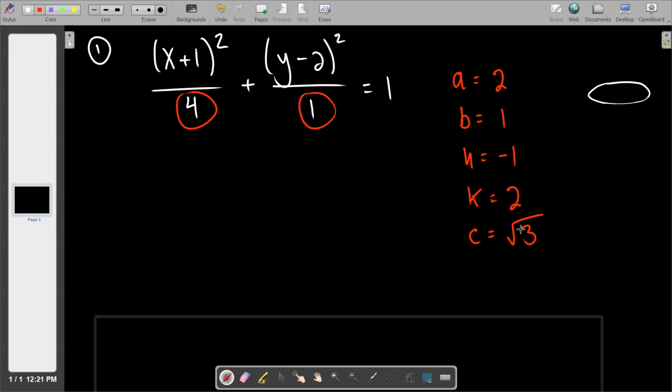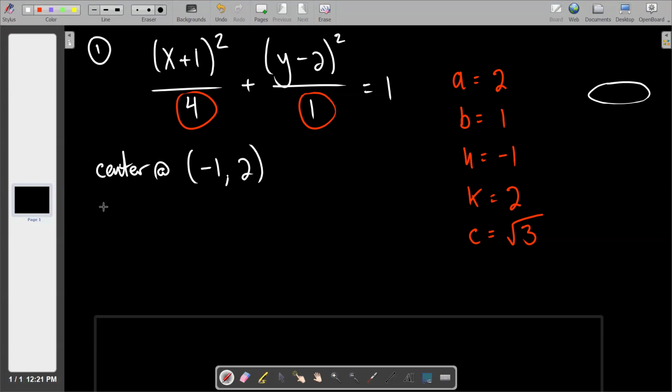So now it's time. I'm just going to be as organized as I can about this. The center I like to do first, regardless of what order the directions say, I'm just going to do them in whatever order I want. So the center is just HK. So that's just the point (-1, 2).